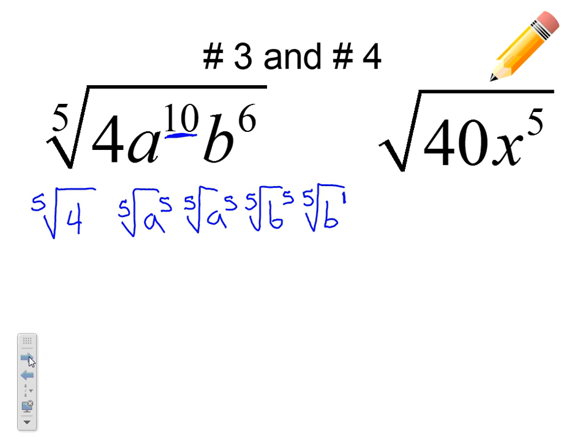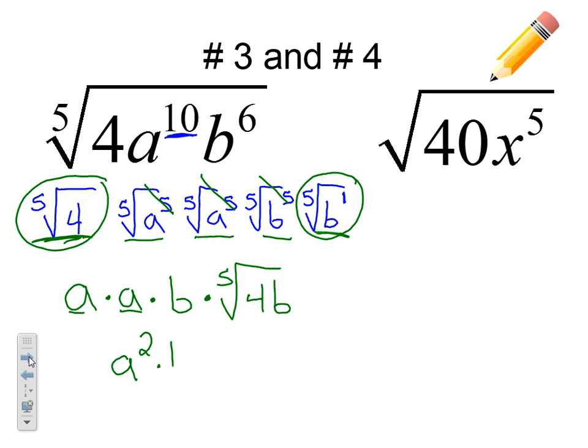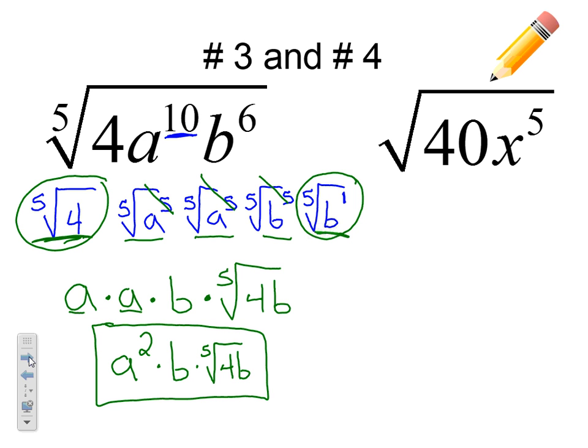Now when I go through and simplify, this right here cannot be simplified, and this one right here cannot be simplified. These 3 can be. So these are going to cancel, cancel, cancel. So I'm going to be left with a times a times the 5th root, and I can put these 2 together, 4b. I can simplify this. A times a is going to be a squared times the 5th root of 4b. And that will be our answer, ladies and gentlemen.